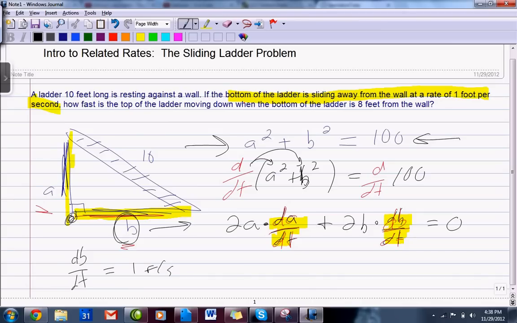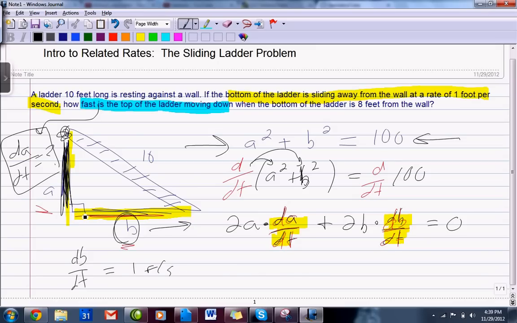What I'm looking for in this problem is how fast the top of the ladder is moving down. They ask me to find that, and if dB/dt is 1, what I'm really trying to solve for is dA/dt. That's ultimately what I'm trying to solve for. dA/dt represents the rate at which a, that length from the top of the ladder to the ground, is changing, which is the same thing as the rate at which the top of the ladder is sliding down this wall.